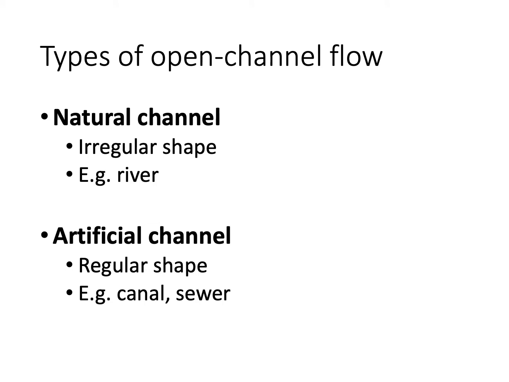We have two types of open channel flow. The first one is a natural channel. A good example of this is a river. Of course, rivers have an irregular shape. They are made by nature.